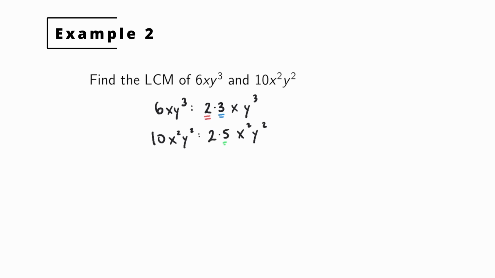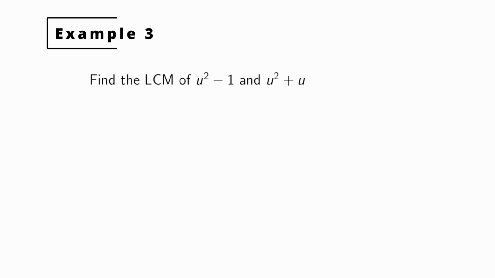We need those. Then we move on to the variable factors. We have an x in both. So the largest power for x is x squared. Okay? And we also have a y factor in both. The largest power of the y factor is y cubed. So for our least common multiple, we take all of those things we underlined. So we need 2 times 3 times 5. We have an x squared and a y cubed. So our least common multiple will be 30x squared times y cubed.